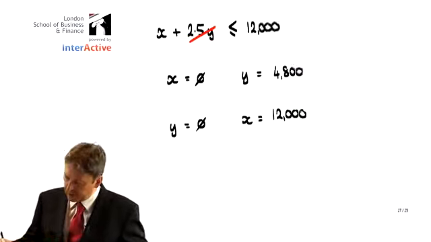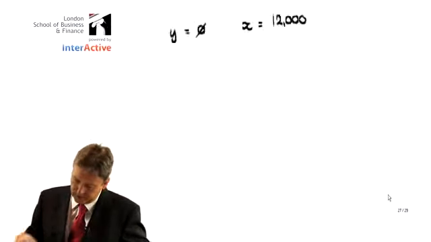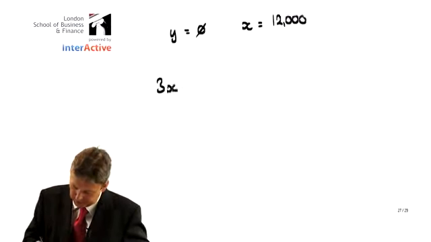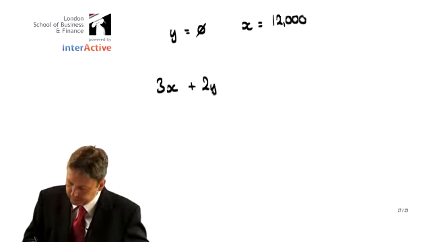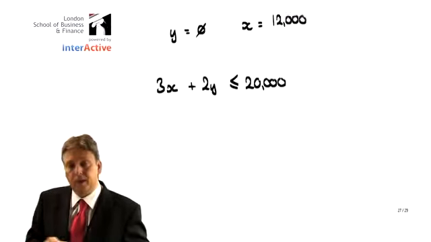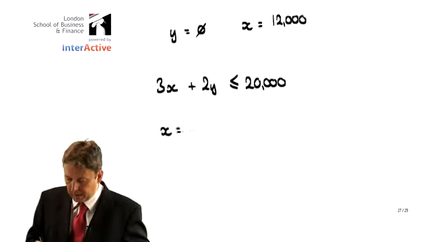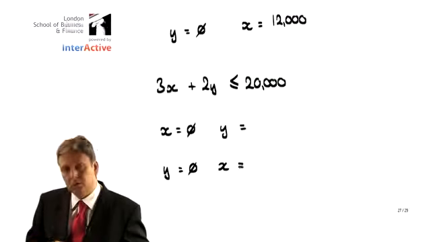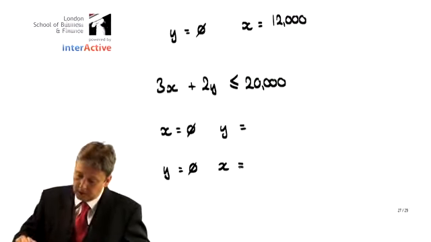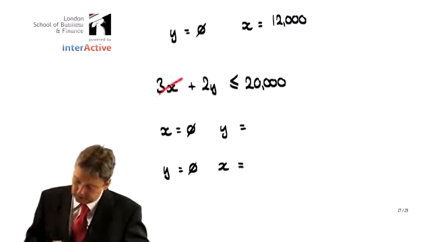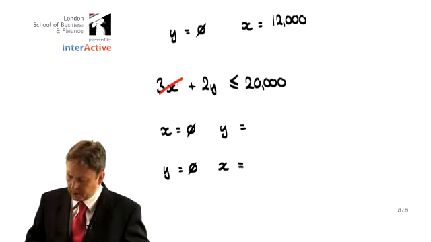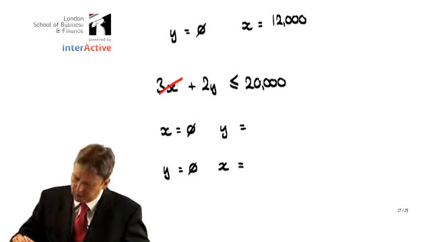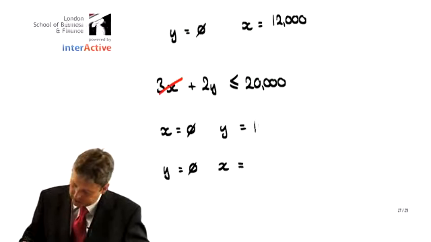Before we do that, let's look at the next constraint. We said 3x plus 2y is less than or equal to 20,000. Think it through. We make x equal to 0, what will y equal? If we make y equal to 0, what will x equal? Well, okay. If we make x equal to 0, 2y equals 20,000. I'm pretty sure that that means that y would equal 10,000.